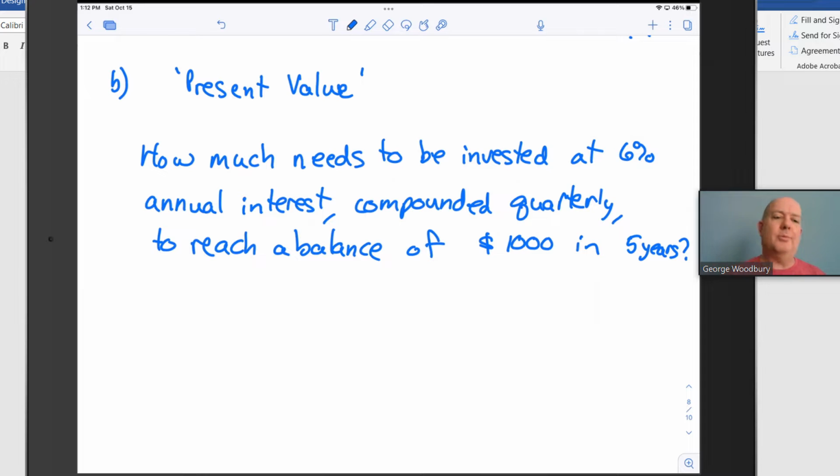Now, before I read the problem, let me write down the formula one time. It is A equals P times the quantity 1 plus R divided by N, all raised to the N times T power.